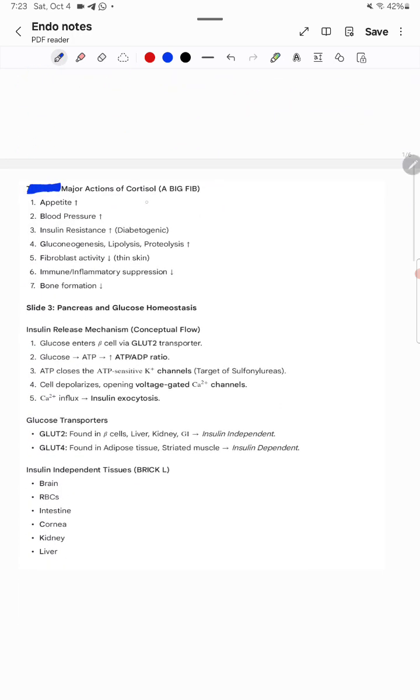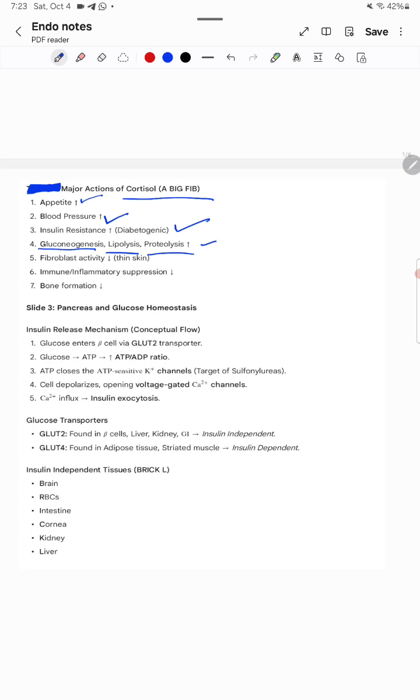Now, major actions of cortisol. Okay, so cortisol increases the appetite, it increases the blood pressure, it increases insulin resistance. Okay, so those who are having stress all the time, there is an increase of cortisol in their body. So this may lead to insulin resistance. Okay, this is diabetogenic. Then gluconeogenesis, lipolysis, proteolysis.